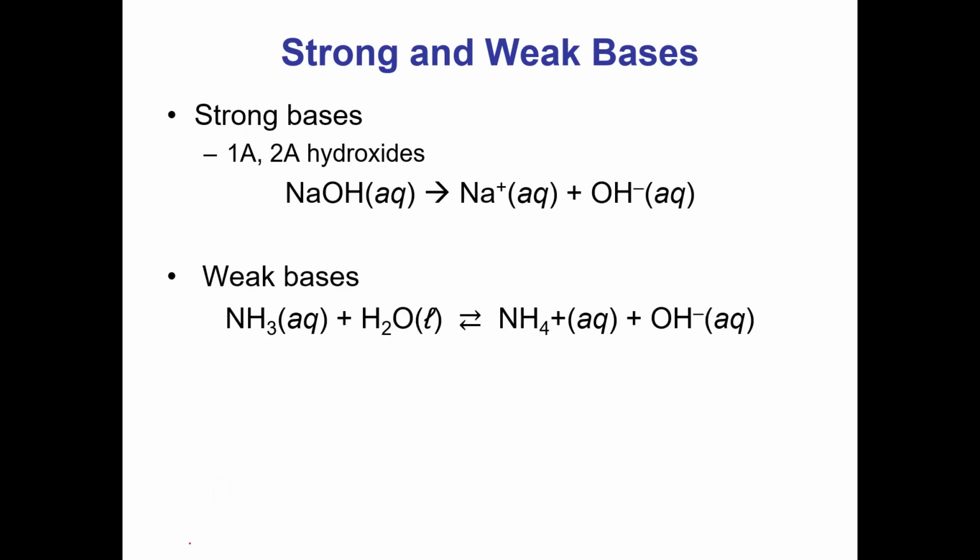Anything that is not a hydroxide of group 1A or group 2A, at this point you can assume is a weak base. One weak base that I would expect you to be familiar with is ammonia, or NH3. That one is a fairly weak base. As you can see here, the reaction is reversible. We have NH3 in water, you get some NH4 positive and OH negative ions, but you will still see a fairly decent concentration of the ammonia in solution.